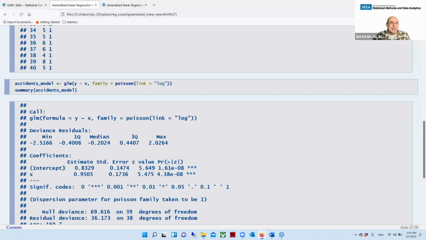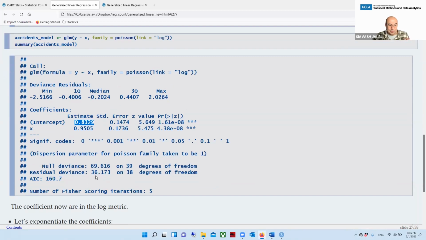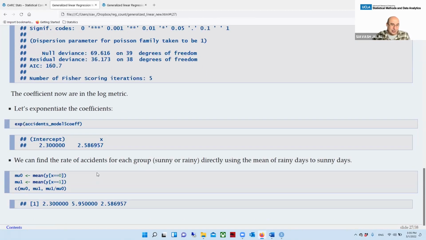You have to be careful because my predictor was a categorical variable, 0, 1. The reference group is this, right? So the reference group was a sunny day. So the log of rate of a sunny day is this value. The expected log of rate of accident is 0.95 more than the log of rate of a sunny day. So that's how you can interpret it as log of rate.